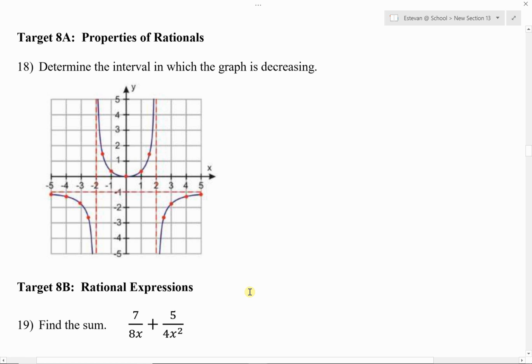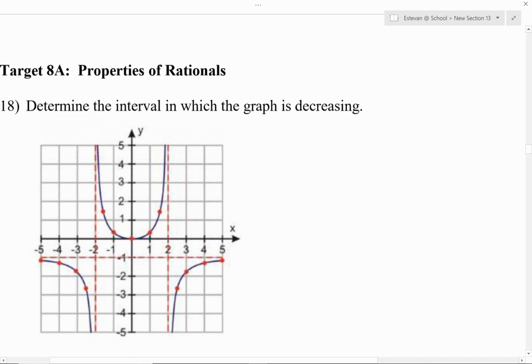Alright, in this video we begin target 8a, properties of rationals. 18. Determine the interval in which the graph is decreasing. So when it means to decrease, that means from left to right you are going down.